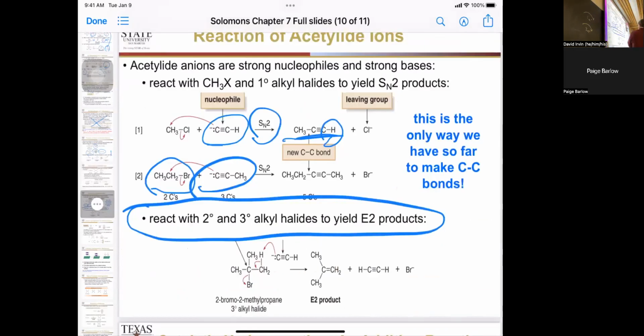a nucleophile, okay? Now, the problem with this is it works best with primary alkyl halides because it acts as a nucleophile. But in secondary and tertiary substances, it acts as a base. So it does E2 reactions. Okay, so we have to compare and contrast that. We need to make sure whenever we're using an acetylide ion, we're using a primary alkyl halide. All right, questions on that?